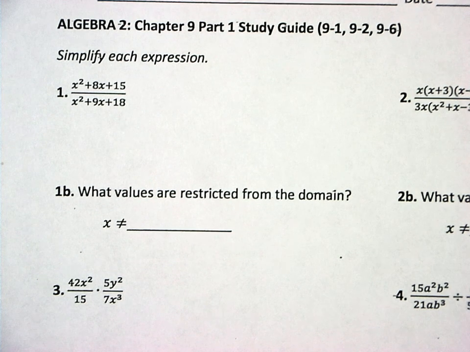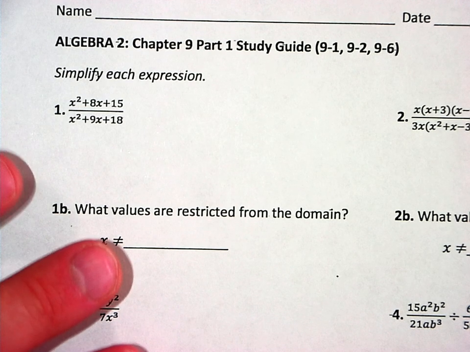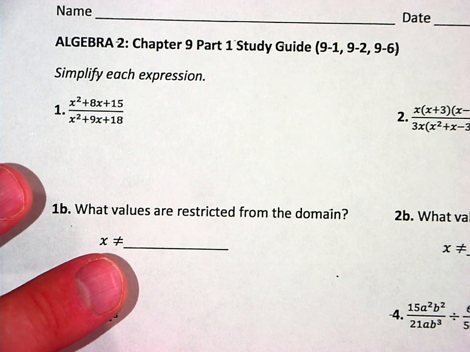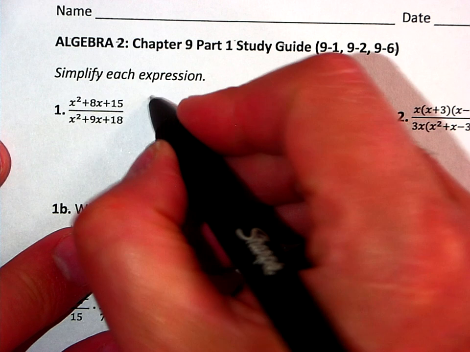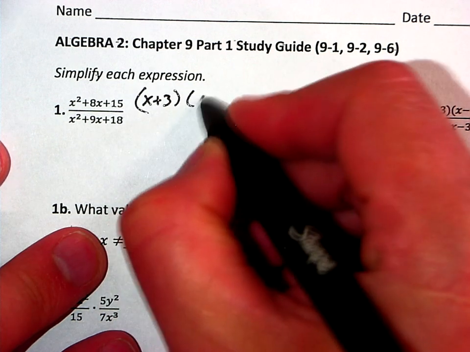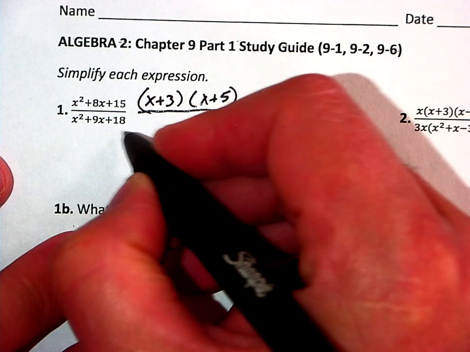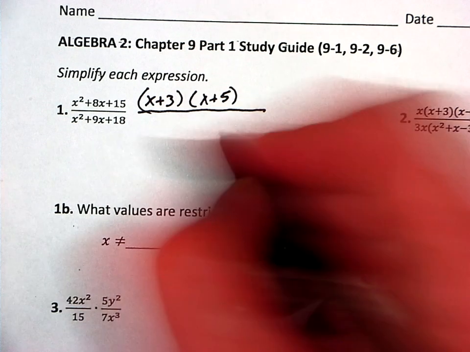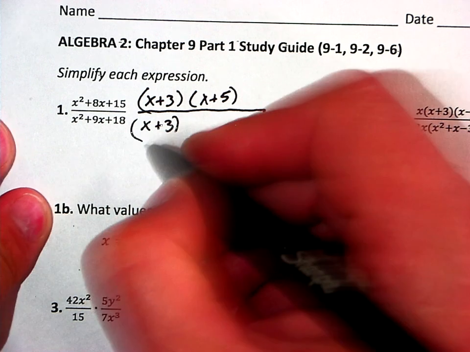Number 1. Simplify each expression. What we have to do is factor this. Are there factors of 15 that equal 8? 5 and 3. So this is the same as x plus 3, x plus 5. Are there factors of 18 that equal 9? 6 and 3.